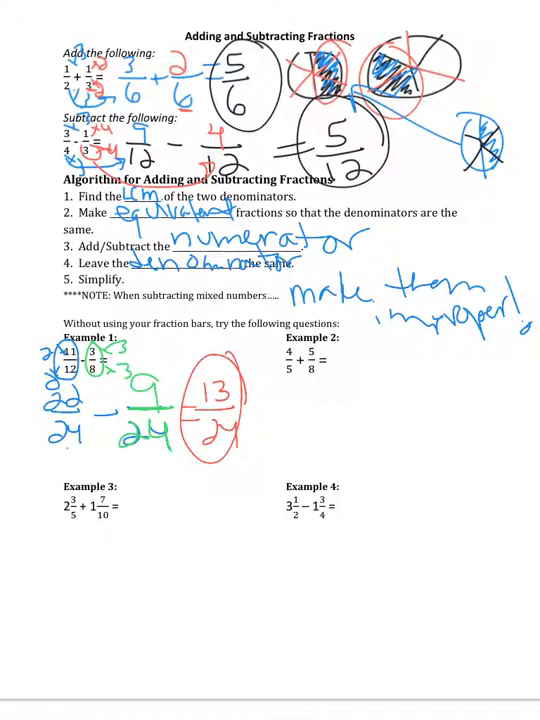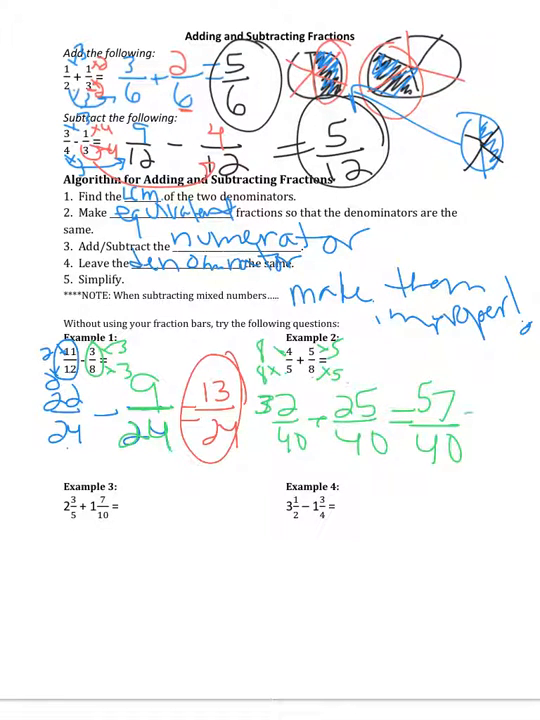Okay, next question. 4/5 plus 5/8. The least common multiple here is 40, so I'm going to go ahead and write out my denominator. 5 times 8 is 40, so I'm going to also have to multiply my top number by 8 to be fair. So it'd be 32 out of 40. And then this side I'm going to multiply by 5 because 8 times 5 is 40. 5 times 5 is 25. So right now I have 32 40ths plus 25 40ths, which is 57 40ths.